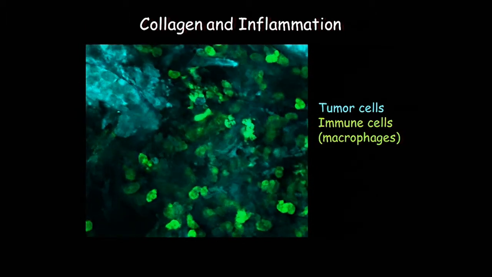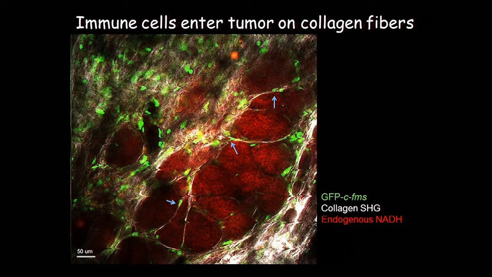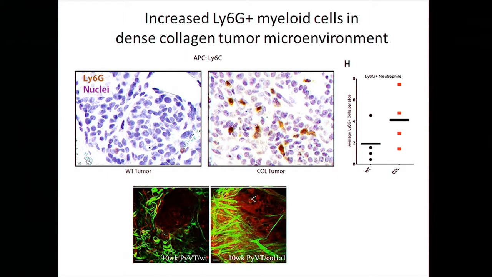So one of the things we observe, if we look at, here we have the immune cells in green, our tumor is in red, and then the collagen is in white. What we observe is that the immune cells are coming into the tumor on the collagen fibers. And so this is not unlike what we heard earlier about stretching the bit of tissue and seeing that the neutrophils could actually migrate better when you stretch the tissue.